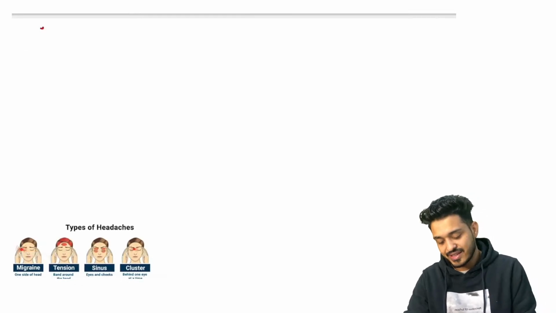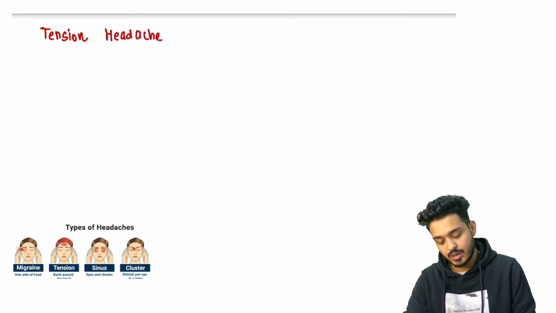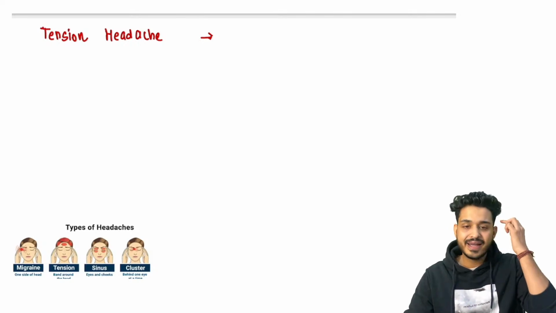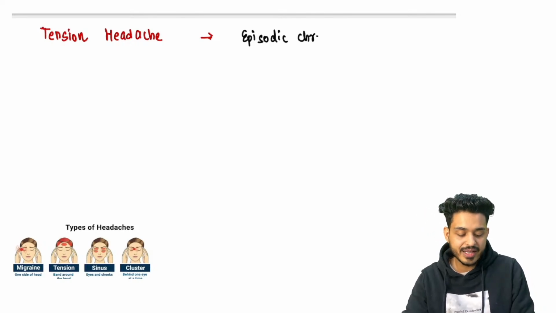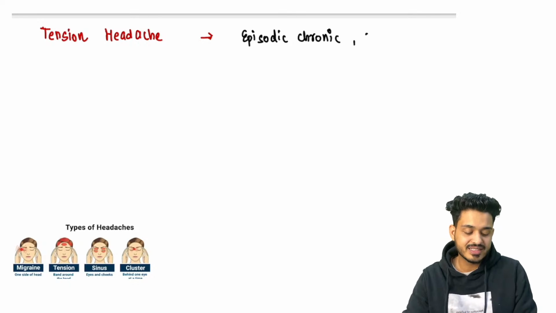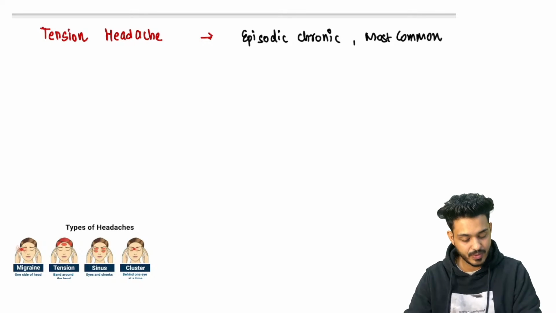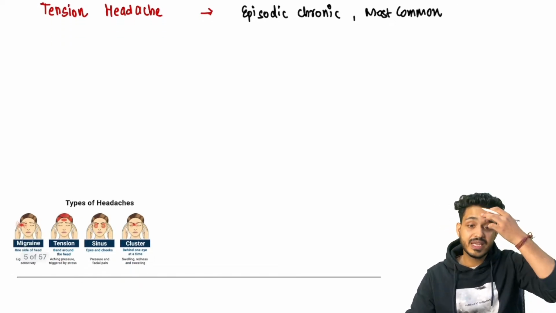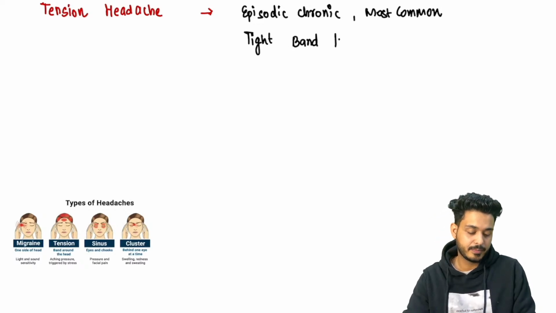Now, lastly, we have tension type headache. Tension type headache will be a band-like headache. You will have episodic and chronic headache. This is the most common type of headache that we have, right? Here you will have pain in a band-like manner, right? So here you will have a tight band-like headache.